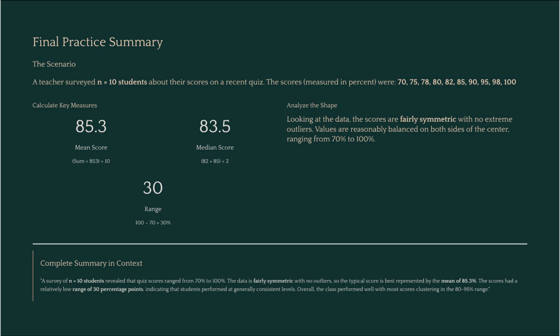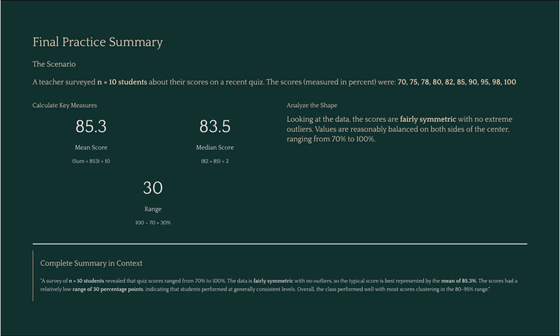Here is a final practice scenario. N equals 10 student scores: 70, 75, 78, 80, 82, 85, 90, 95, 98, 100. The data is generally symmetric, with a mean of 85.3% and a range of 30%.